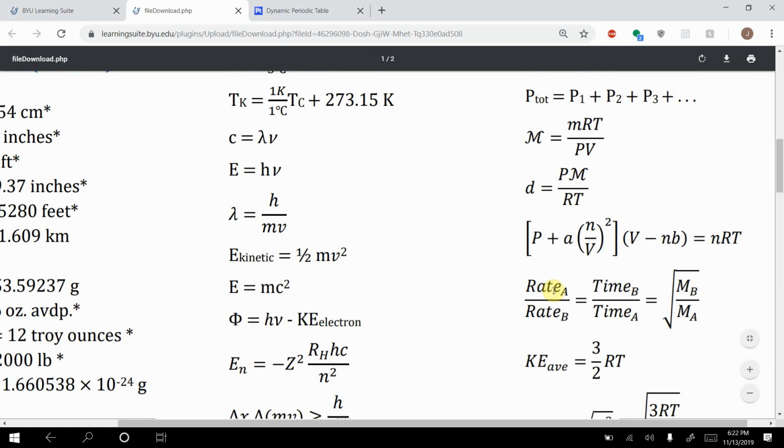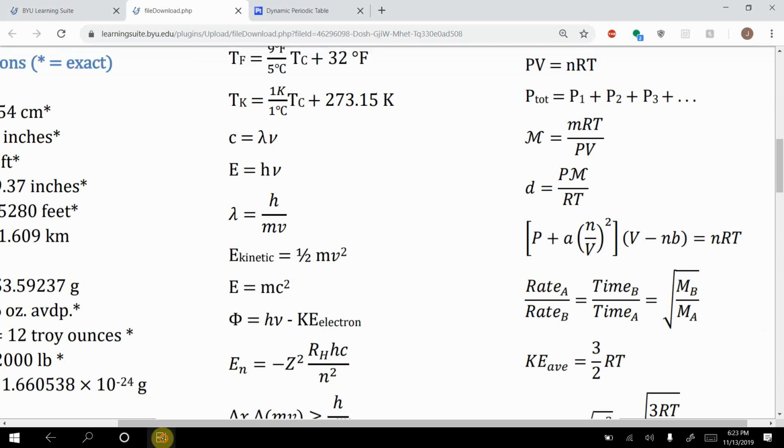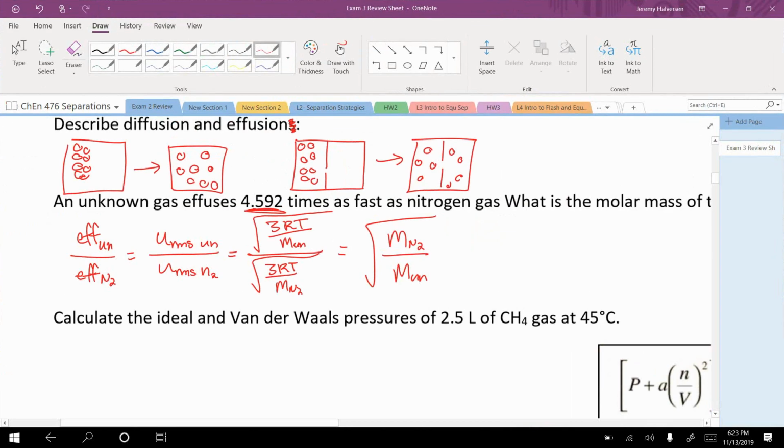Okay, so the rate of one over the rate of the other, or the time that it takes one thing to effuse over the time it takes the other thing to effuse, is just the square root of the masses, but flipped. Okay? So, how do I apply that to this problem?